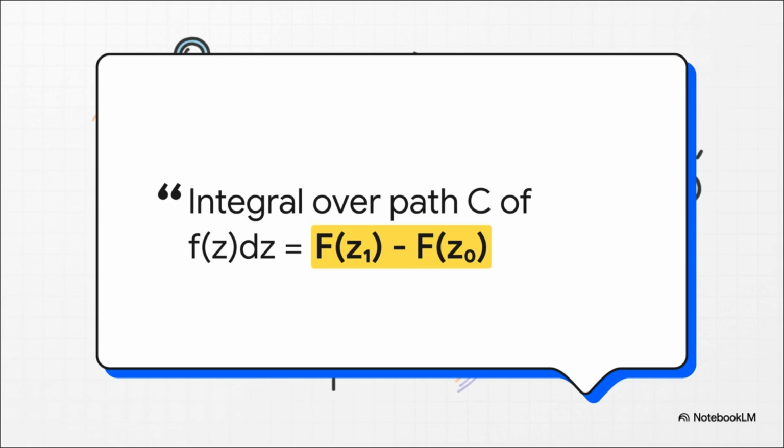It basically says that if your function has a nice antiderivative, then the value of that integral doesn't care one bit about the crazy path it took. Winding, straight, doing loop-de-loops, it doesn't matter. All that matters is where you start and where you end.